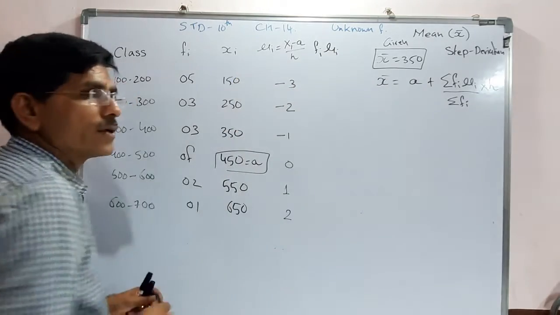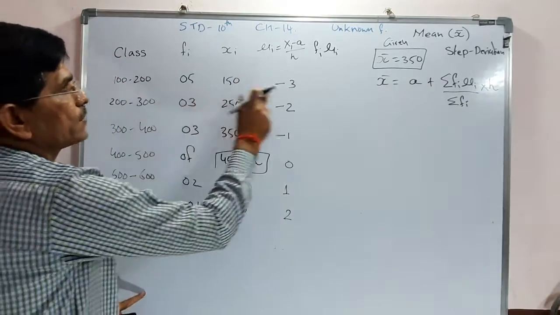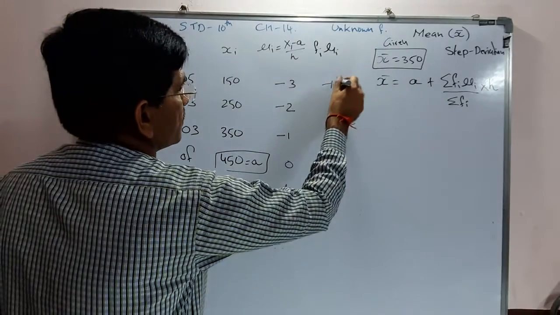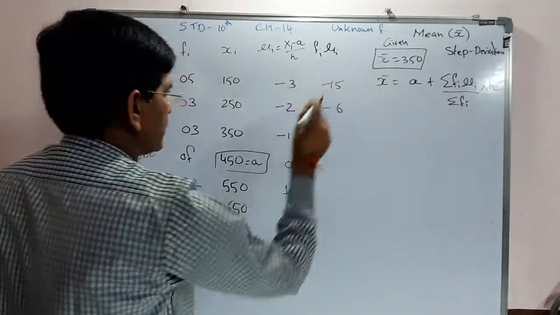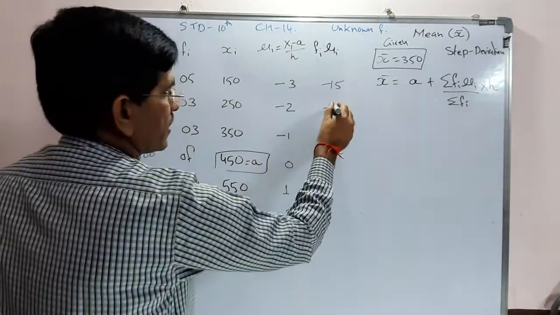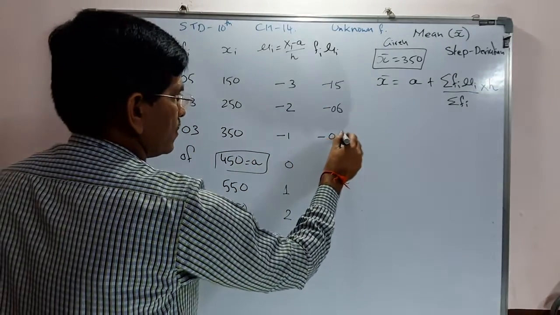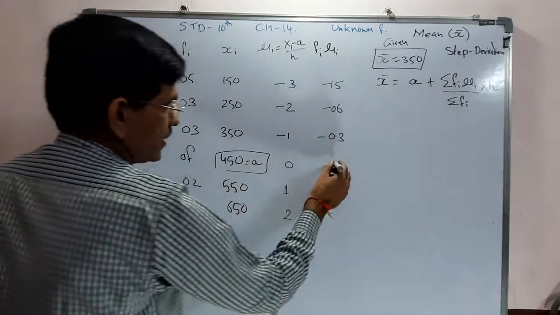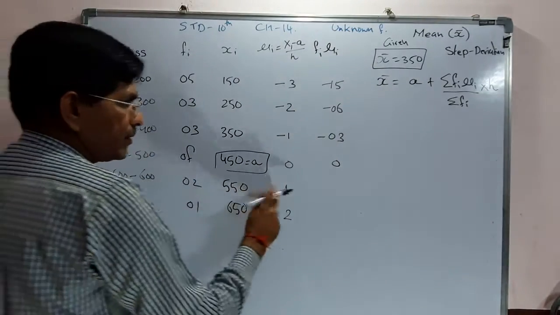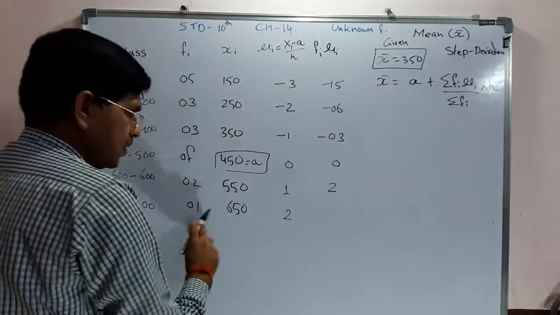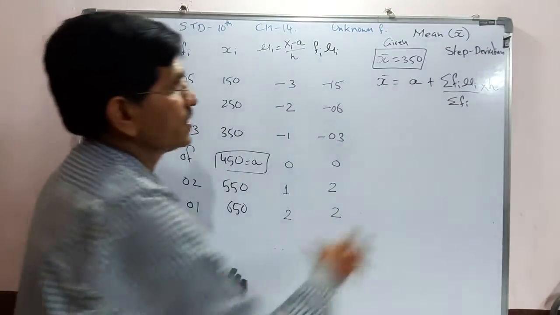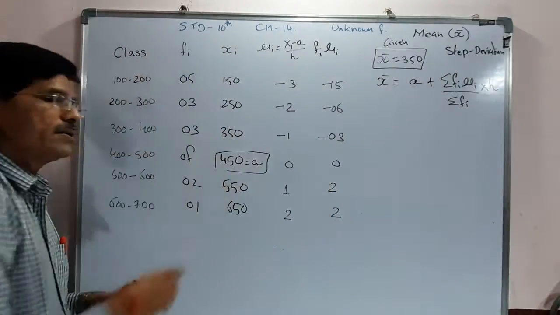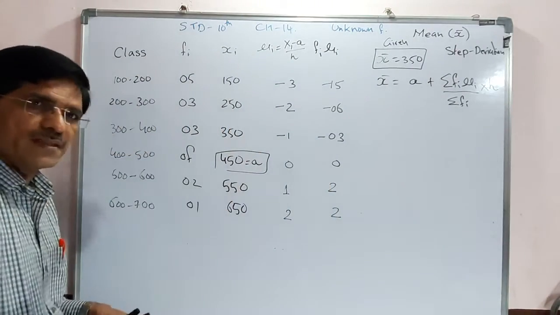Now fi ui. So 5 into minus 3 is minus 15. 3 into minus 2 is minus 6. 3 into minus 1 is minus 3. f into 0 is 0. 2 into 1 is 2. 1 into 2 is 2. You will see that whenever we use step deviation, the answer digits are always very small.